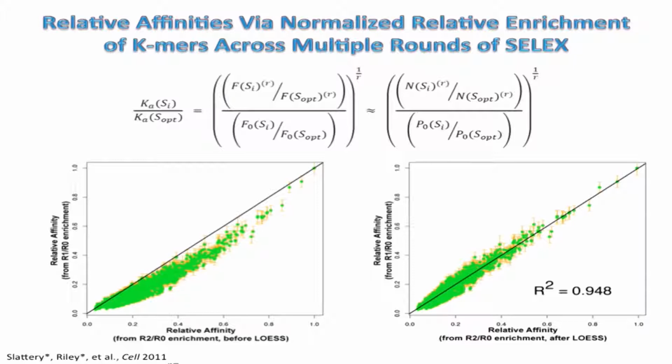It's just looking at the rth root of the ratio of ratios, where this is the ratio of the frequency of that oligo over the frequency of the optimal, highest affinity oligo. What is that ratio of frequencies after R rounds over the initial pool? What is the ratio of the frequency of some sequence over the optimal highest affinity sequence? Okay?